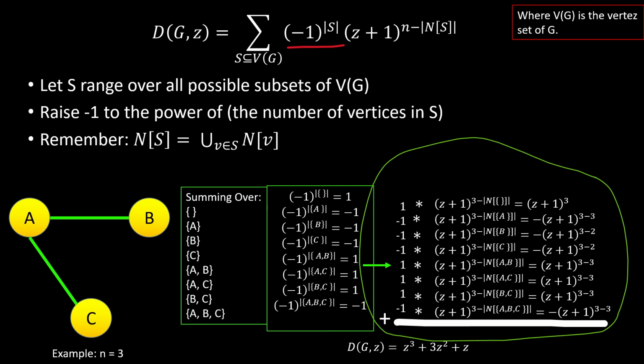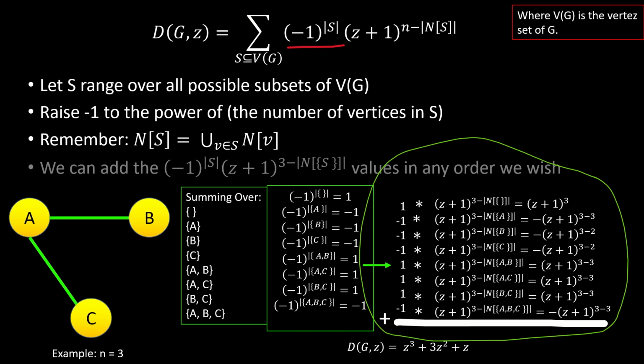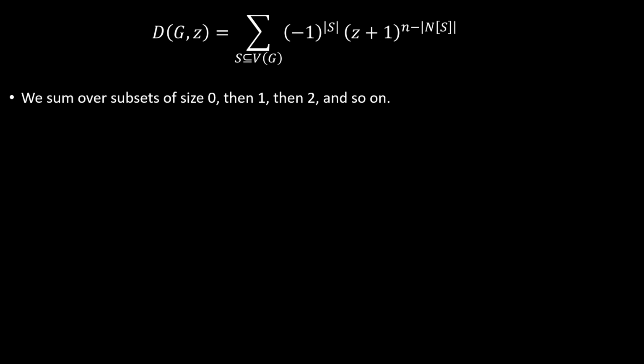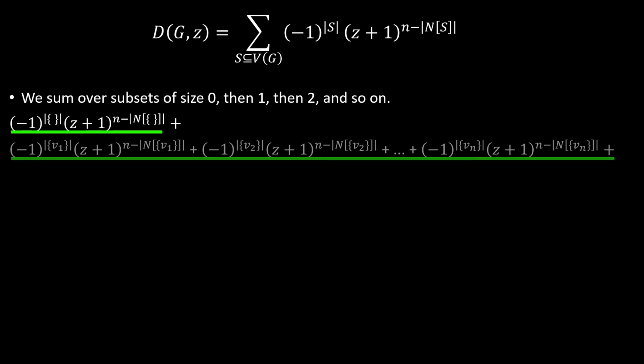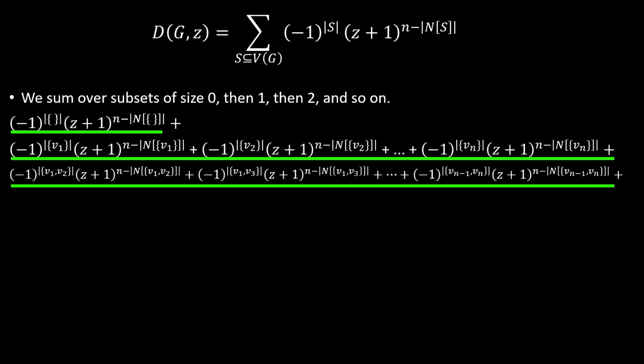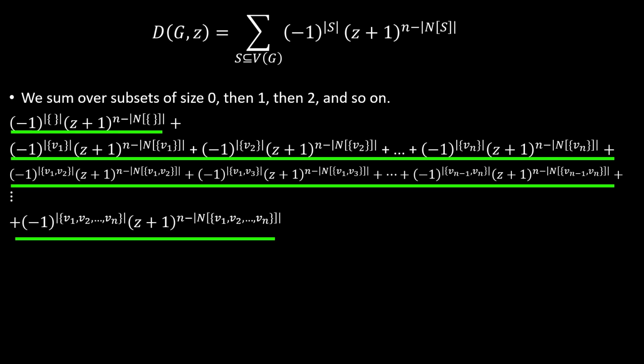But why does this compute the domination polynomial of a graph? Well, remember that it doesn't matter what order we sum the values in. So to really see where this formula comes from, let's impose an order on how we sum over the power set of vertices. It will be the same order I displayed for you in this example. For any graph G with n vertices, we'll start at the empty subset, then sum the values for all of the subsets of size 1, then for all of the subsets of size 2, and so on, up until the single subset of size n.